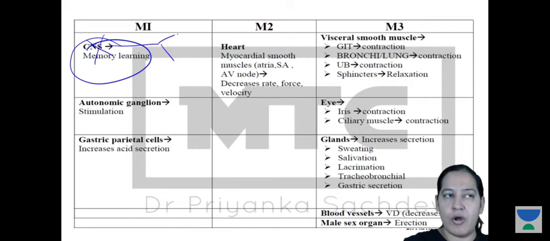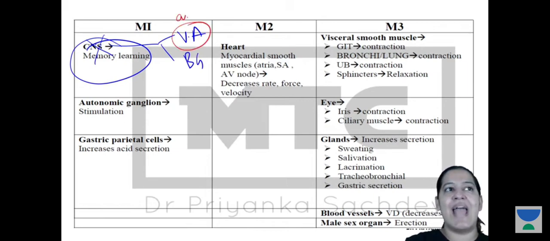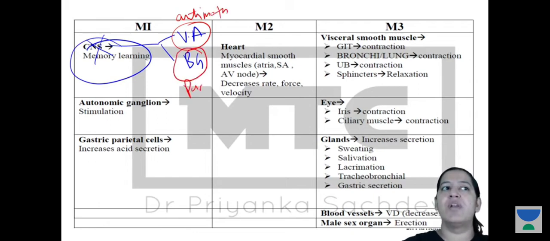So these are the two uses where in the CNS it is blocking two areas. It is blocking the vestibular apparatus and it is blocking the basal ganglion. Since it is blocking the vestibular apparatus, it is useful as an anti-motion sickness drug. Since it is blocking the basal ganglion, it is useful as an anti-Parkinson drug. Give me a thumbs up. So there are two properties of this drug. In the brain, they are blocking two areas.